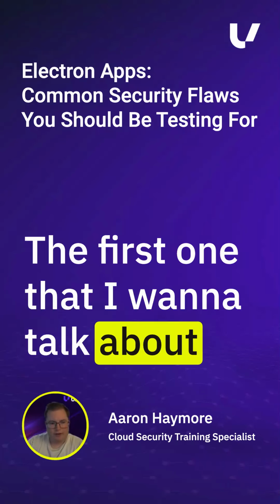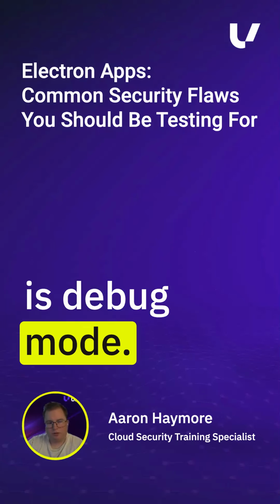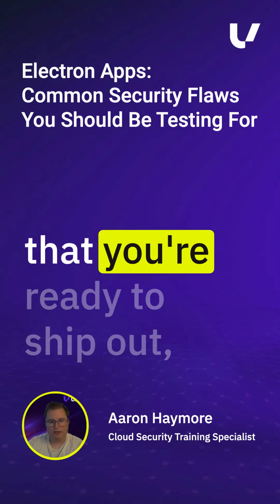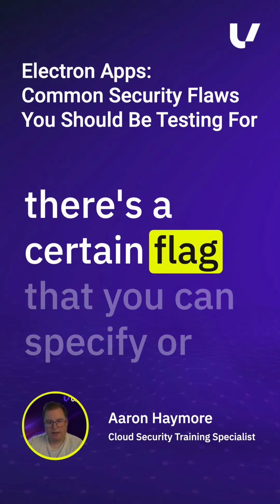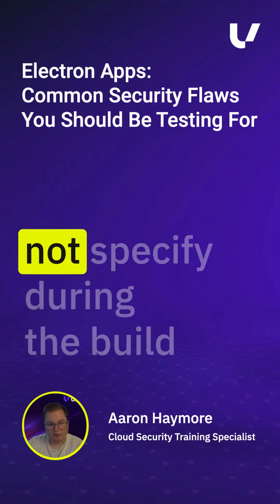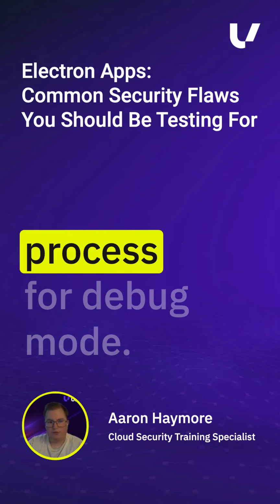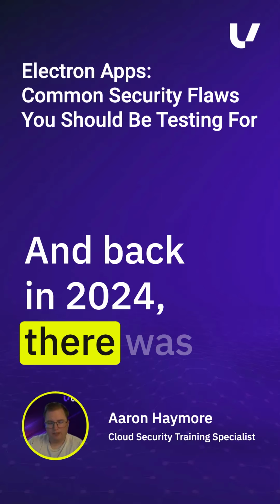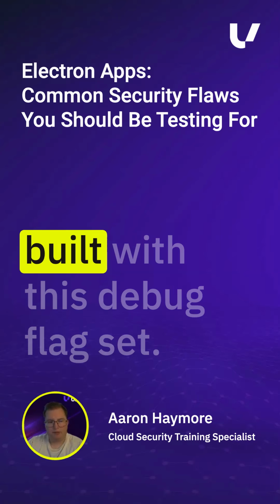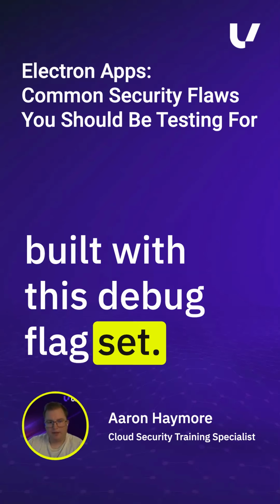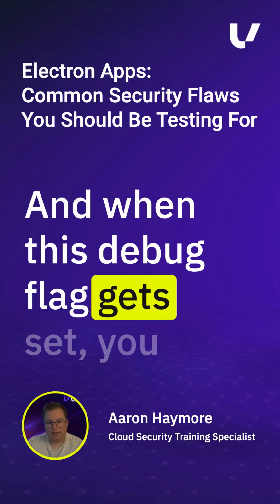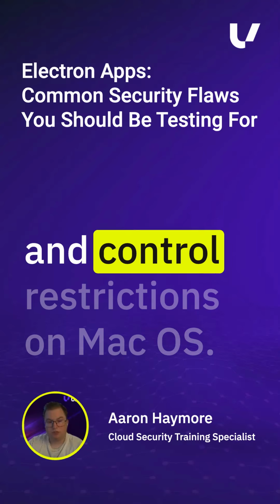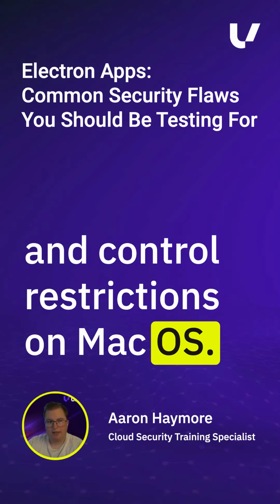The first one that I want to talk about is debug mode. So when you've got your full built application that you're ready to ship out, there's a certain flag that you can specify or not specify during the build process for debug mode. And back in 2024, there was an Electron application that got built with this debug flag set. And when this debug flag gets set, you can bypass a lot of the consent and control restrictions on macOS. And it's super easy.